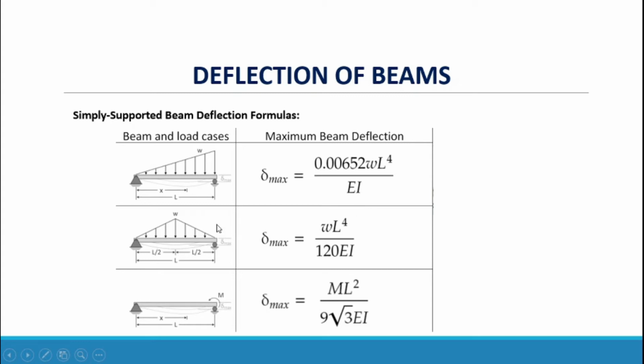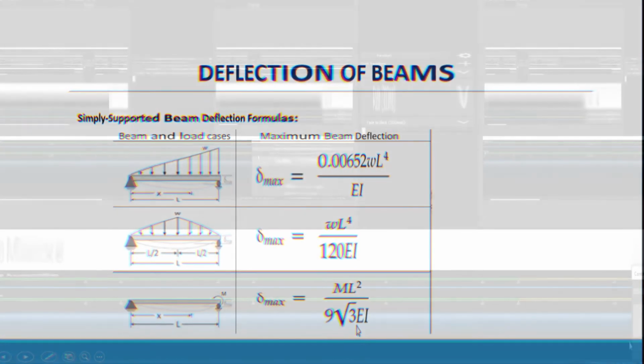And another triangular load. The maximum deflection is at the center of the beam, and the formula is equal to WL to the fourth all over 120 EI. And the last load case, we have a moment at the roller, which is a moment M, and the maximum deflection is located at x distance from the left support. And the formula for maximum deflection is equal to ML squared all over 9 square root of 3 EI.